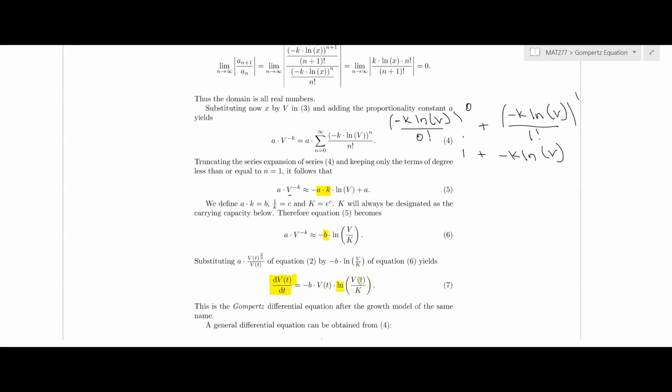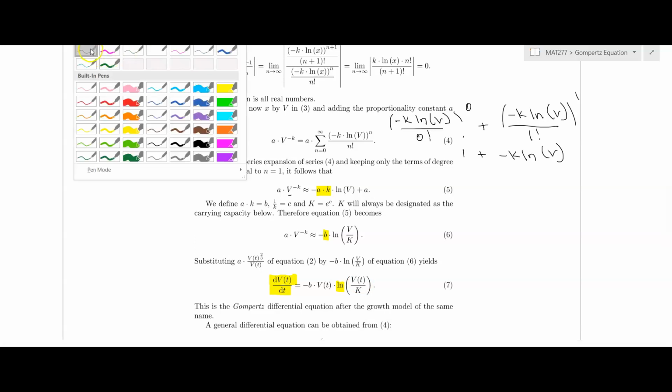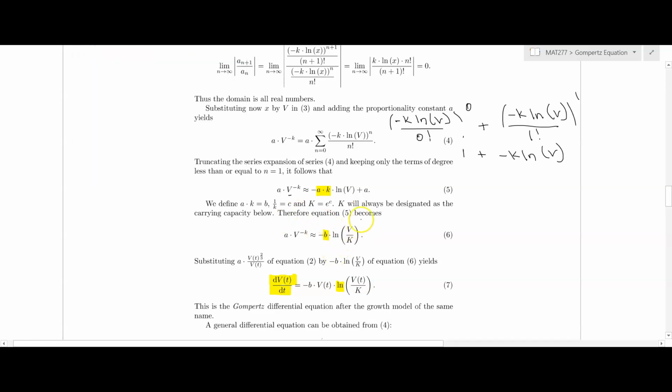It's a little bit easier to see how we get from 6 to 5 than from trying to go from 5 to 6. So let's just try to see how 6 ends up starting off as 5. So we said b is equal to, so we're going to start at equation 6, which is negative b ln of v over k. And so now we can make some substitutions. Again, all we're trying to show is that 5 and 6 are the same equation.